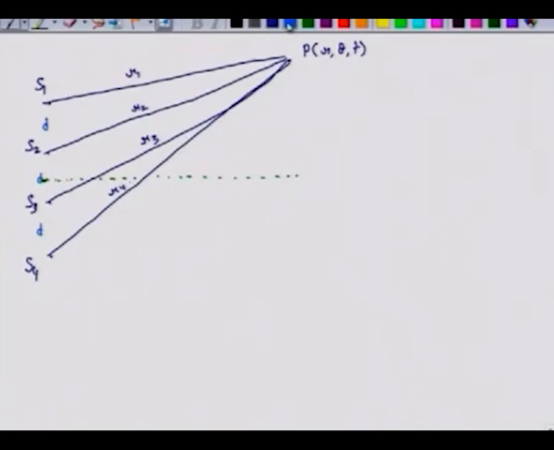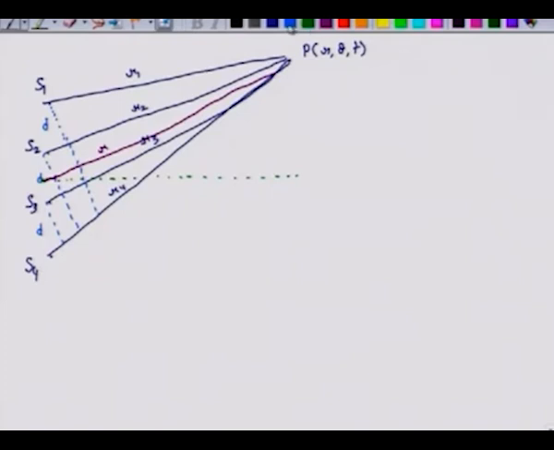Just as I did earlier, I am going to drop a normal from each of these sources. Suppose my midline, the midpoint, when I connect it to the point of observation, is a distance r away. Then I can develop relations between R1, R2, R3 and R4 with respect to R.